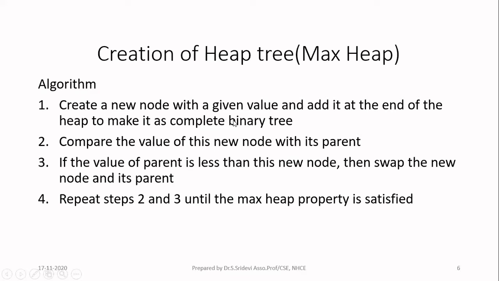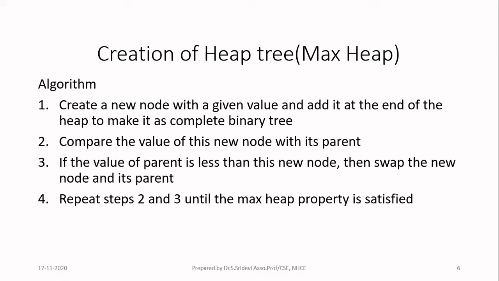So this is very important. While you are adding, make sure that you are following the rules of a complete binary tree. After you add, then you have to check whether it is a max heap or not. So for that, you have to compare the value of this new node with its parent. If the value of the parent is less than the value of this node, then you have to swap the new node with its parent. And sometimes when you are doing the swapping, it may disturb the remaining part of the tree. So it will violate the property of the max heap.